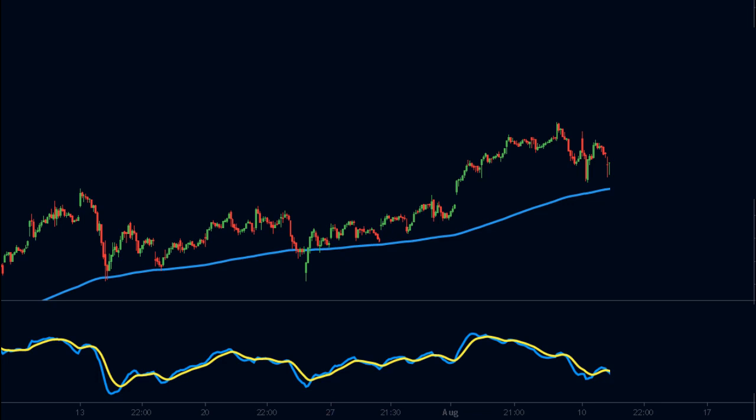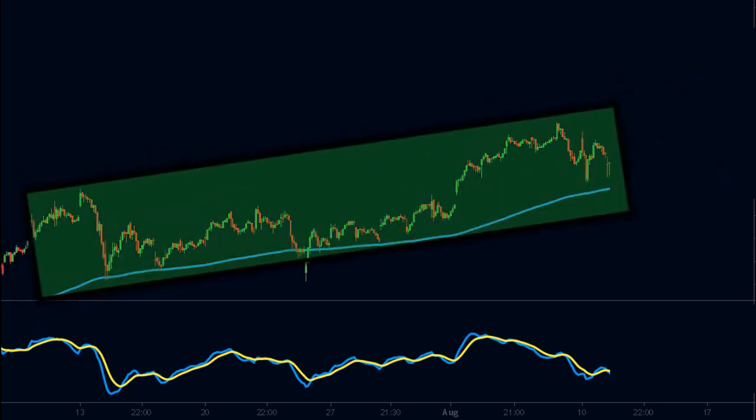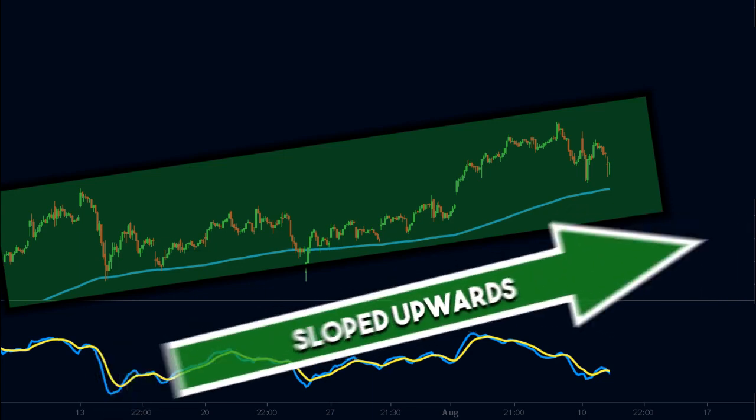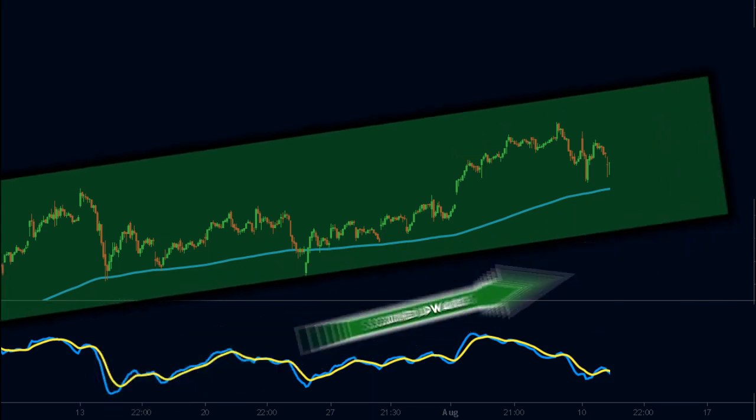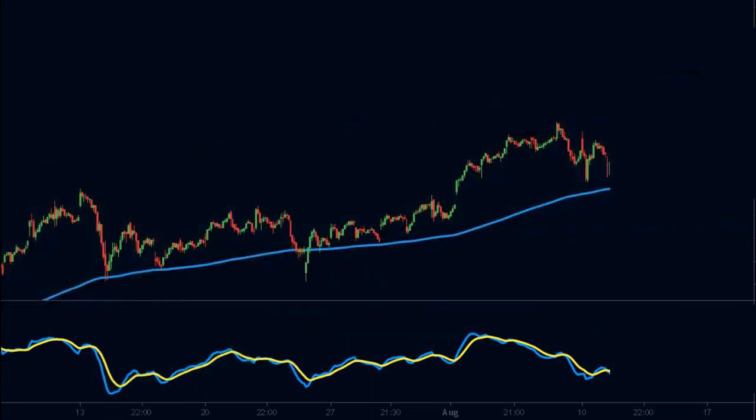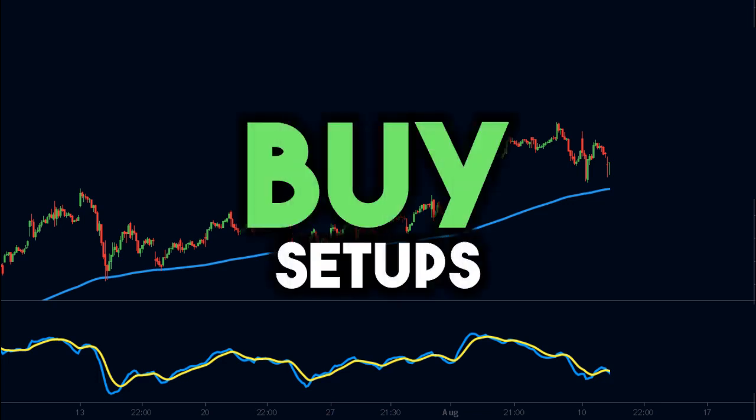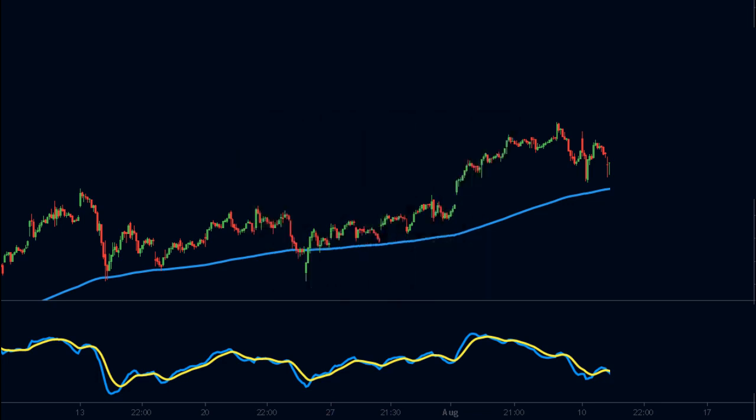Here we have the NVIDIA stock on a 30-minute time frame. Here we can see that the price is trading above the 200-period EMA, and the EMA is also sloped upwards. This means that the stock is in an uptrend, and we will only look for buying setups. The price has respected the EMA before. Hence, we can expect the EMA to provide support once again, as the price makes a pullback.